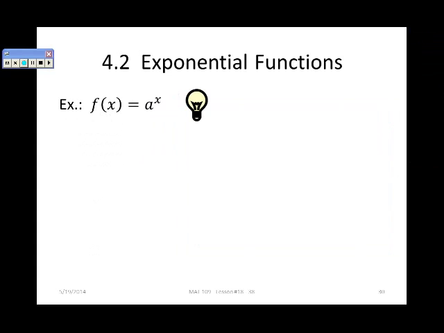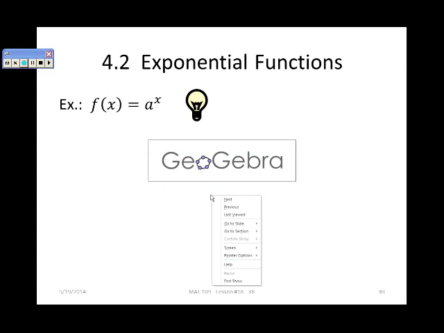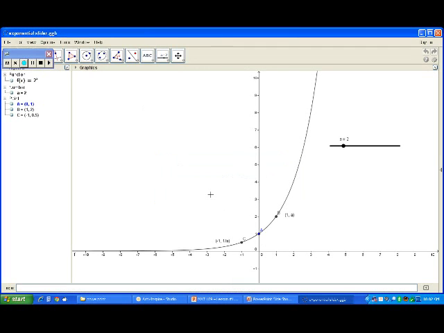Here's that function, a to the x. And here it is when the base is 2. So that's what the exponential function looks like, 2 to the x. That's this curve. It goes through the points 0, 1, and 1, a, and minus 1, 1 over a. That's 1 over 2. That's 2. It goes through those points.